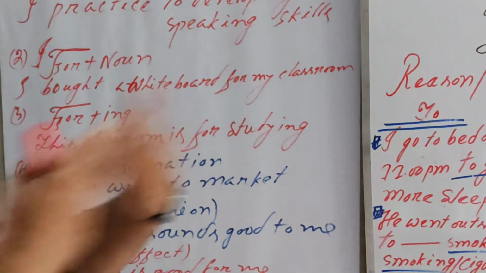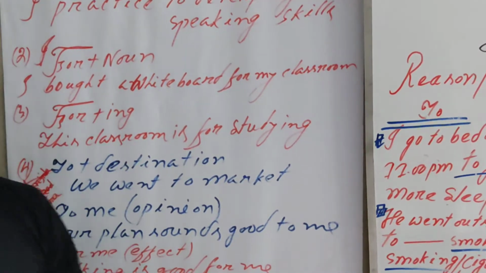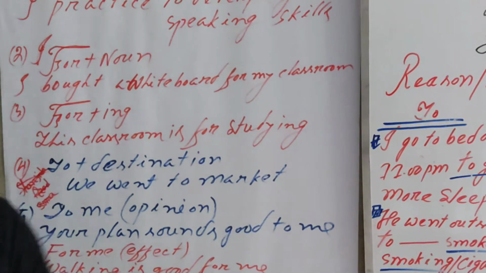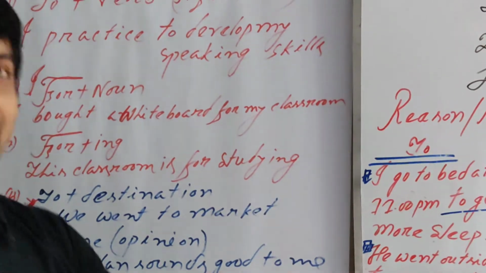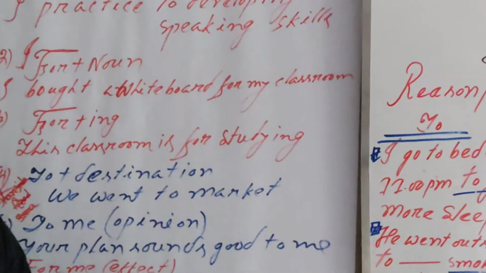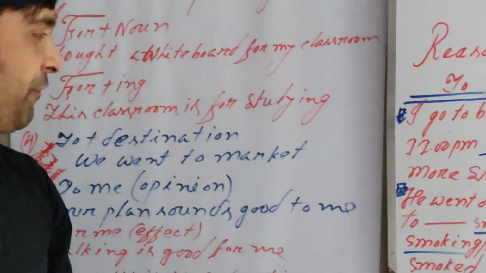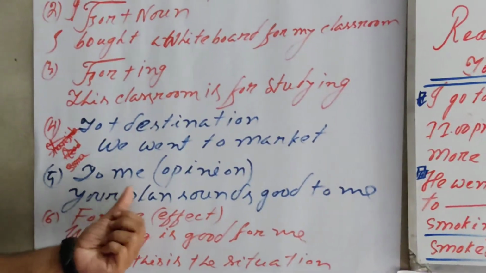Next one, to plus destination. If you like to go anywhere, that's your destination. Today I am going to Cox's Bazar. I'm going to London. I'm going to America. I'm going to Canada, or I'll go to Canada, okay, in future. That's okay.